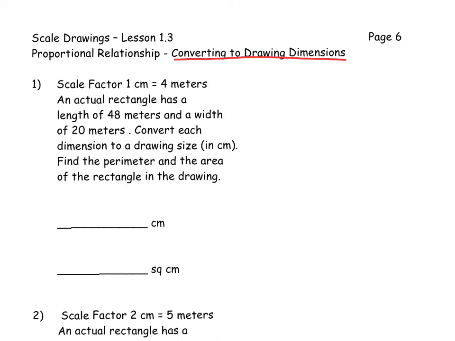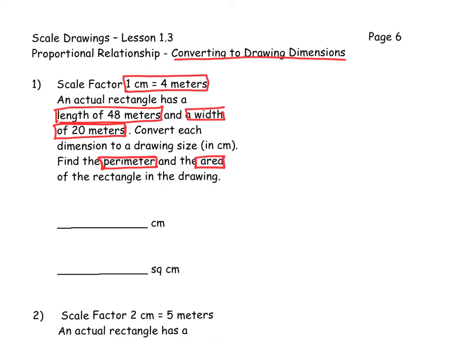We're given a scale factor for our very first problem. For every 1 centimeter on paper, it's equal to 4 meters in the real world. An actual rectangle has a length of 48 meters in the real world and a width of 20 meters. Convert each dimension to a drawing size in centimeters. Find the perimeter and the area of the rectangle in the drawing.